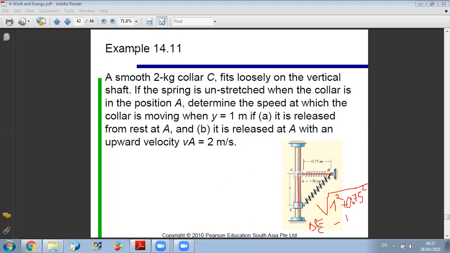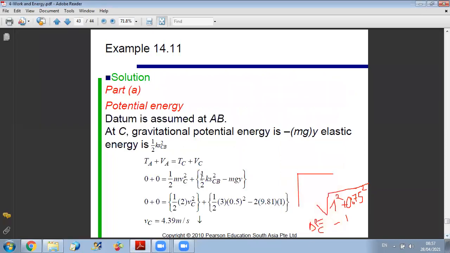Now, once I compute all of these, all I have to do is to replace in the conservation of mechanical energy. The only unknown in this equation will be the velocity at point C. Okay, because I know TA, VA, and VC, I can get then VC.